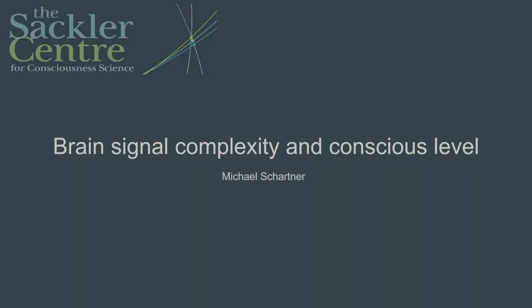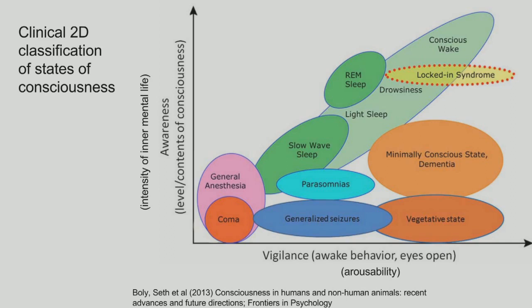As Adam pointed out, I'm doing a PhD here with Adam and Anil on consciousness measures. In the Sackler Center, we have all sorts of different subgroups, and I'm with the theoretical guys. And we are trying to look at measures of consciousness. So what are these different levels of consciousness you could have?